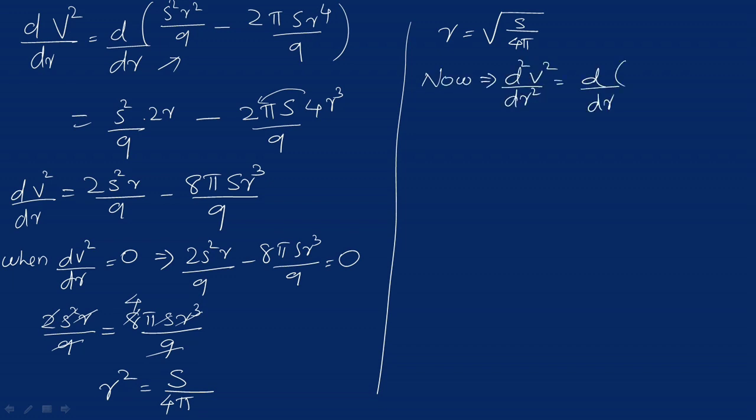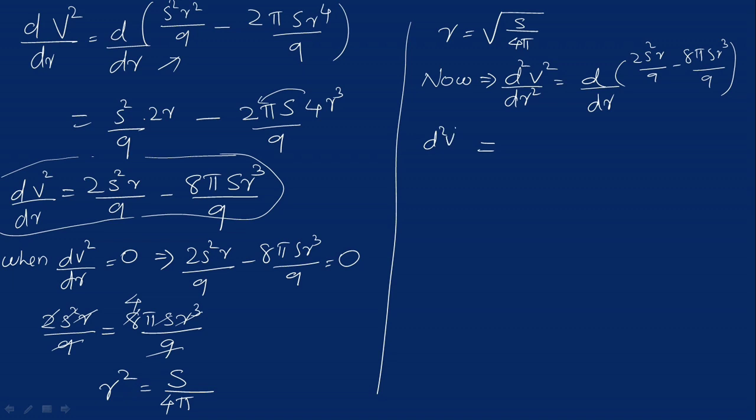Now we are finding the second derivative, that is d square by dr square of V square, that is d by dr of 2S square r by 9 minus 8 pi S r cube by 9.